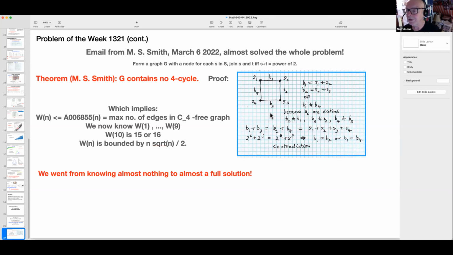If there are two powers of 2, it's got two 1s in it, and those two 1s identify the powers of 2. This is what's called a Sidon set. The powers of 2 have the property that no sum of two of them can equal any other sum of two powers of 2. So because we know that B1 plus B3 is equal to B2 plus B4, look at the binary expansions of that number.